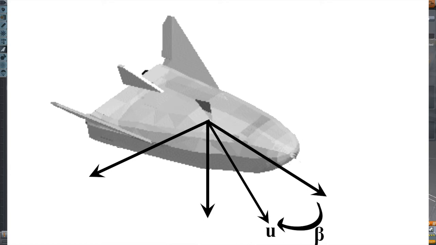Beta is a little bit more difficult to understand. If your plane is moving in the U direction, that is your speed in the U direction, but your plane is pointing off the U direction, the angle between where your plane is pointing and the direction the plane is going is the angle beta. You can think of it as your yaw angle of attack.